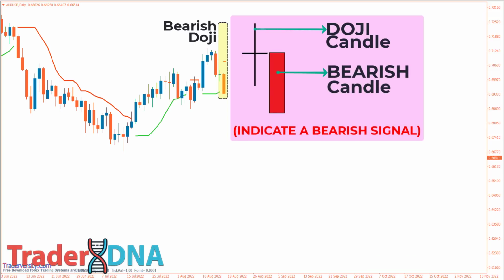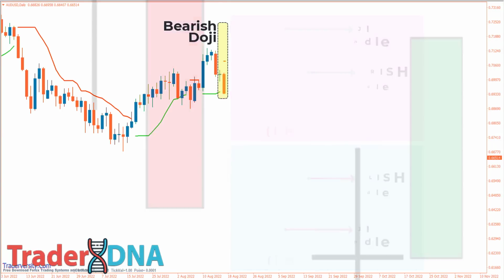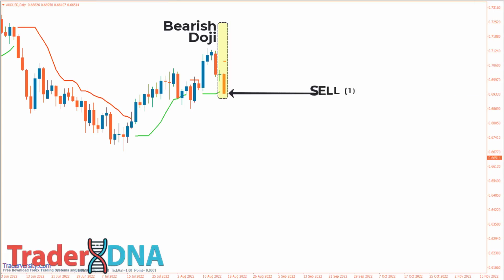On the other hand, a bullish doji refers to a doji candle, followed by a bullish candle. This indicates a bullish signal, and we should enter the market by opening a buy position on the next candle. Therefore, after the bearish doji is formed, we should promptly enter the market by opening a sell position here. We place our stop loss above the red line of the BB stops indicator, with a profit target of 3 times our trading risk.